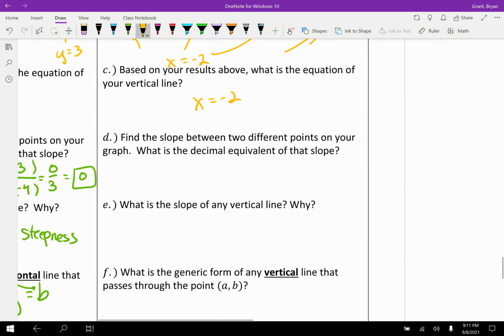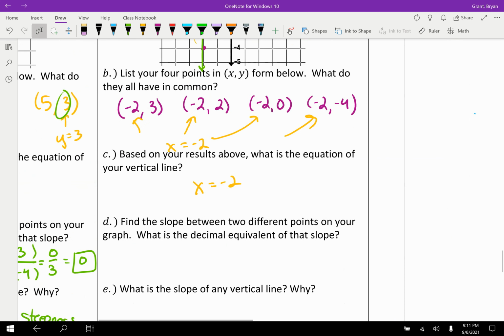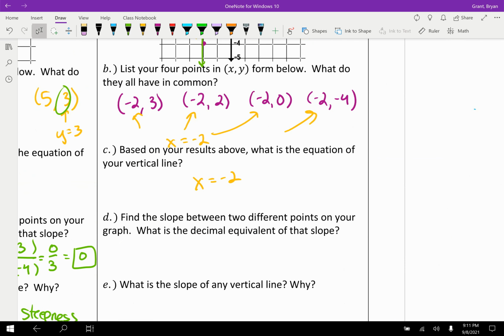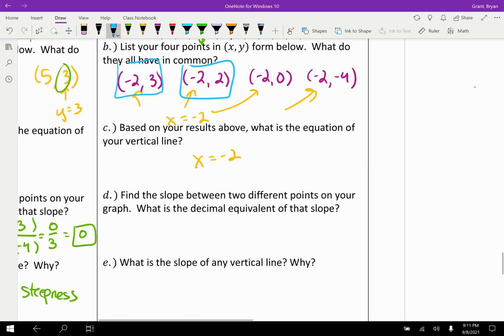All right, well, let's find the slope between two different points on our graph. I'll go ahead and take the first two again, just like I did before. You can choose any one; you'll get the same answer. So we should probably write those points out first. We have (-2, 3) and (-2, 2): x1, y1, x2, y2.